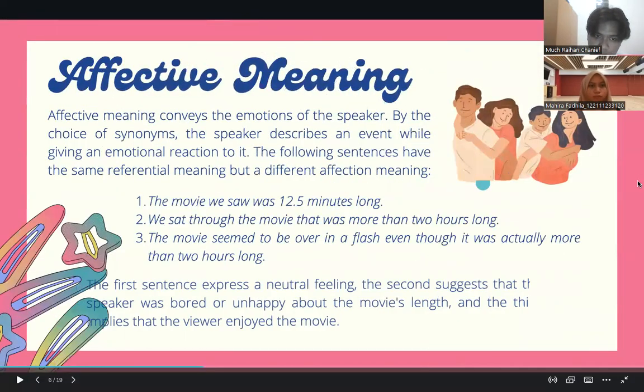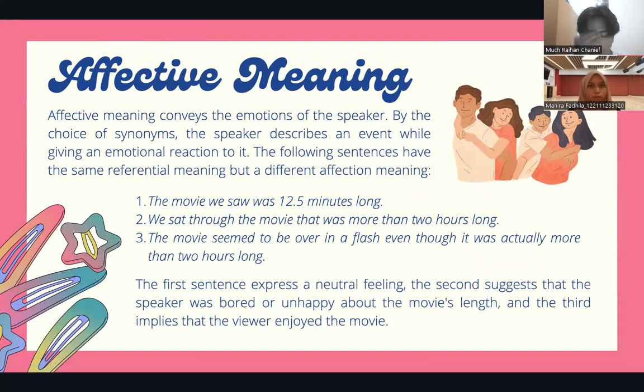The next one is affective meaning. Affective meaning conveys the emotion of the speaker. By the choice of synonyms, the speaker describes an event while giving an emotional reaction to it. The following sentences have the same referential meaning, but a different affective meaning. The first one is, the movie we saw was 2 and a half hours long. We sat through the movie that was more than 2 hours long. The movie seemed to be over in a flash, even though it was actually more than 2 hours long. The first sentence expresses a neutral feeling. The second one suggests that the speaker was bored or unhappy about the movie's length, and the third implies that the viewer enjoyed the movie.